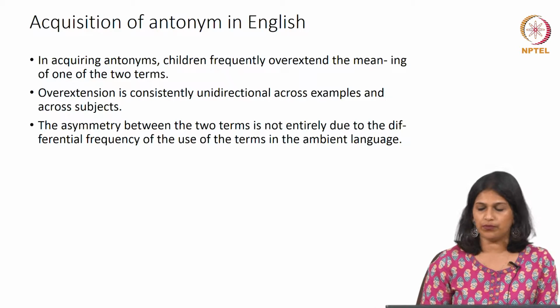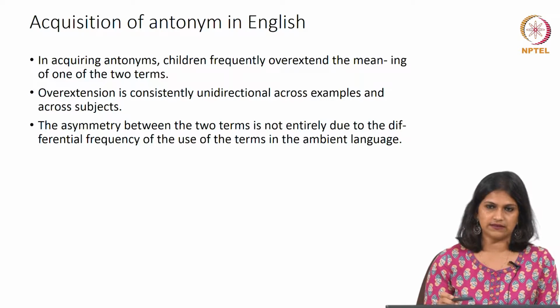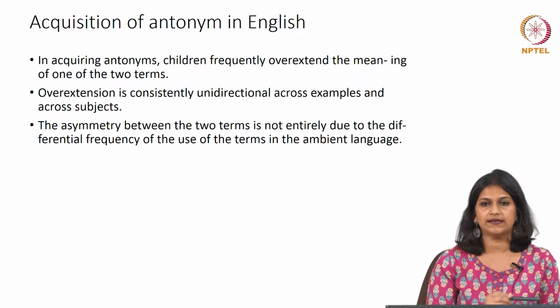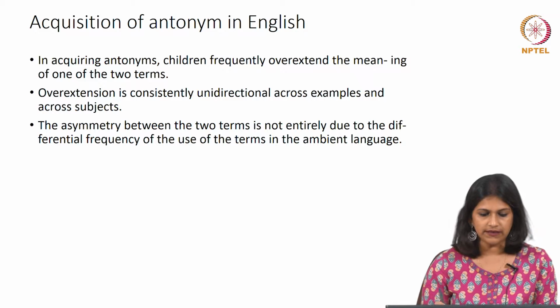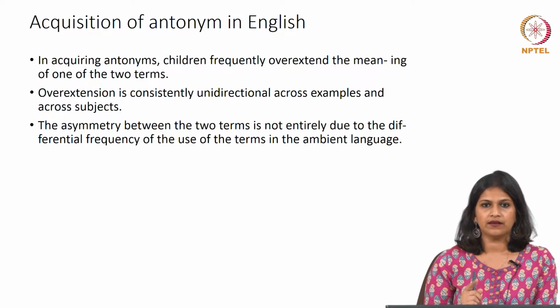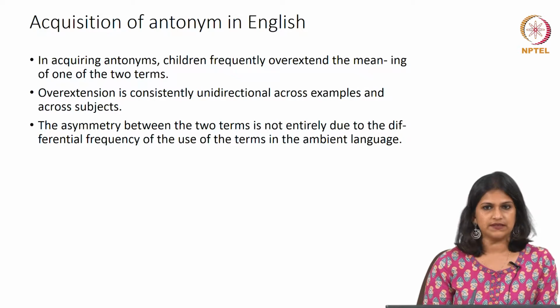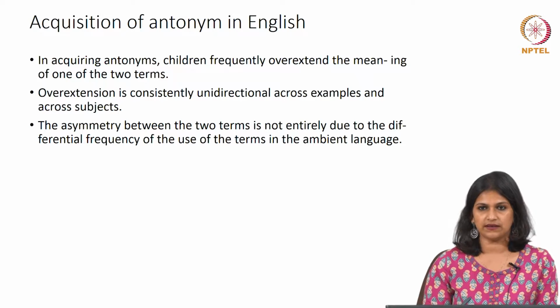And these are the 3 points. Look at the slides. These are the 3 points that have emerged from the study done by Moravcsik. Please refer to the book Introducing Language Typology. So, what are the points? The first point is that in acquiring antonyms, children frequently overextend the meaning of one of the two terms.